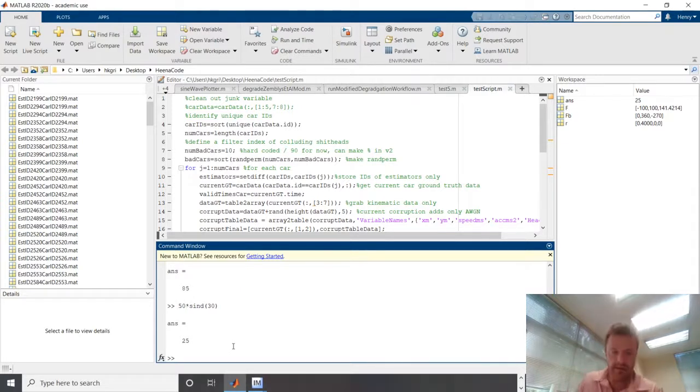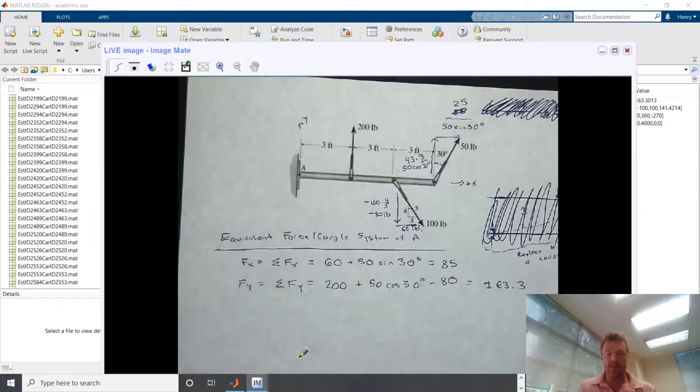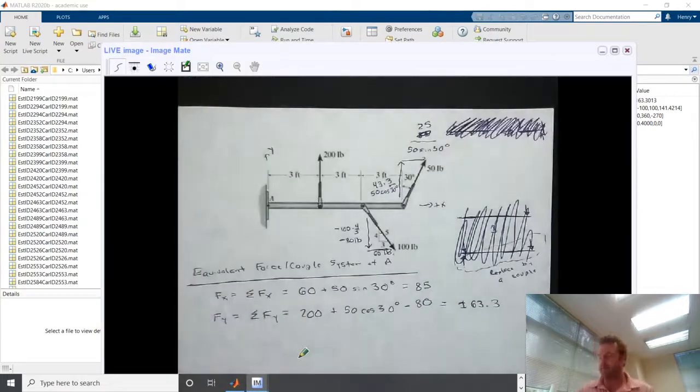5. And then in terms of the cos 30, that would be 43.3. So the equivalent x force is 85, and the equivalent y would be 200 plus 50 times cos 30. I know I just computed that, but I want to keep the full precision in my calculation. It would be plus 163.3.